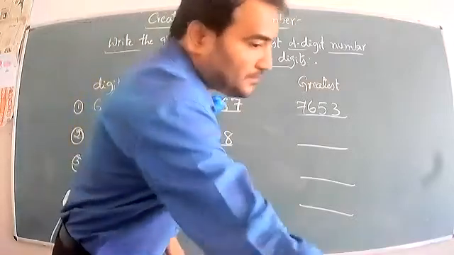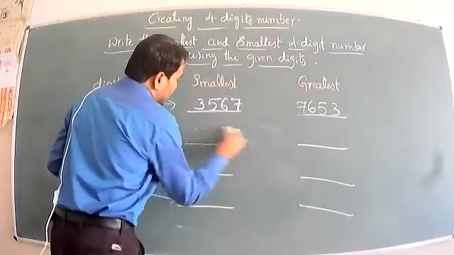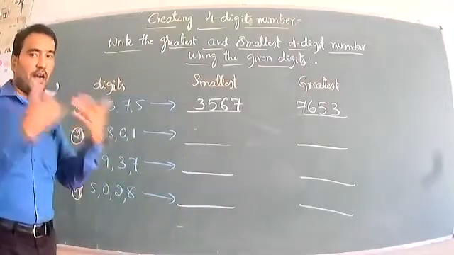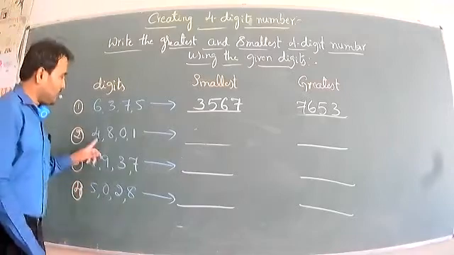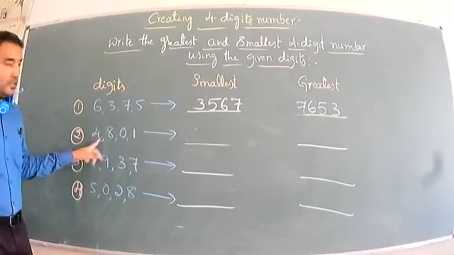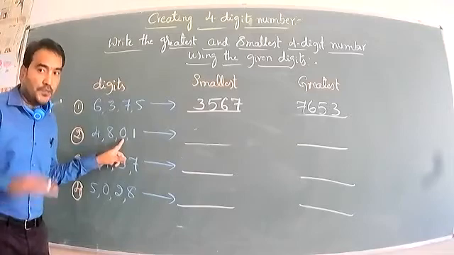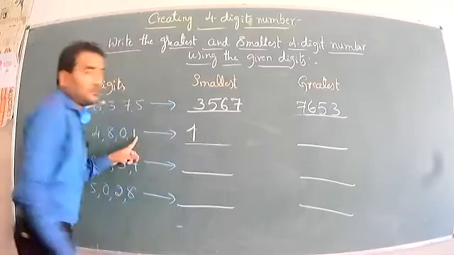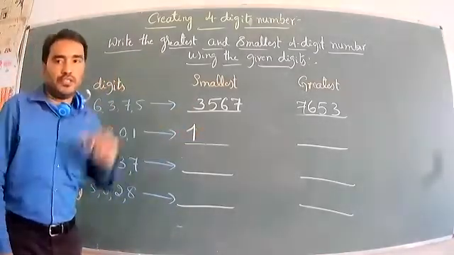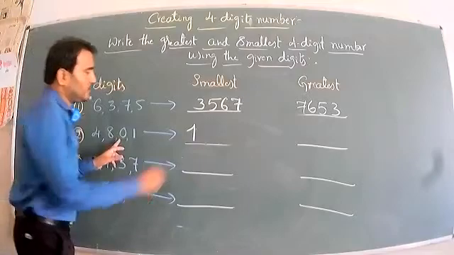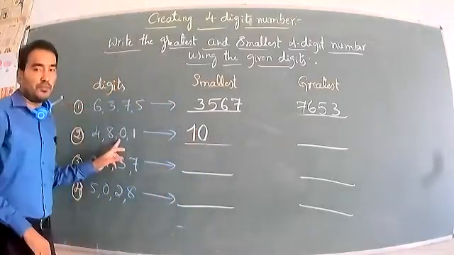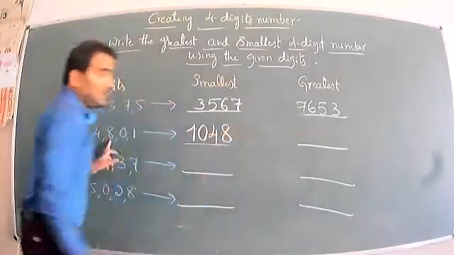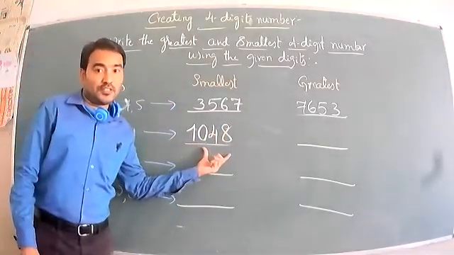So when 0 is there, we have to use it in the second place. First find which number is smaller. Don't take 0 first. Which number is smaller? 1. Now we use 0. Next, which number is smaller? 4. Next, 8. The number is 1048. It is a 4-digit number.